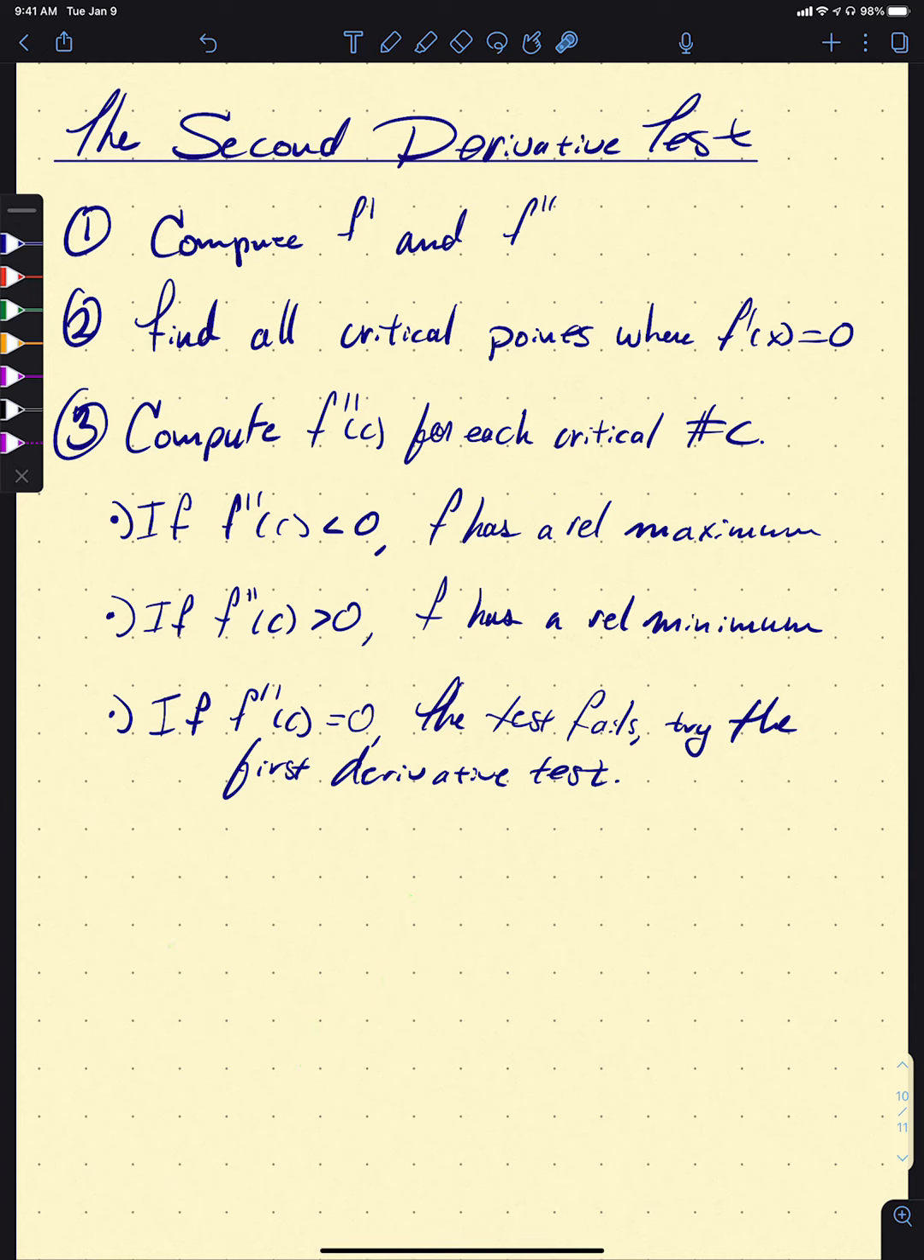Unfortunately, one of the downsides of the second derivative test is this third case. If we plug in our critical point into our second derivative and we get 0, then our test is inconclusive, right? It's not that it's a maximum or a minimum or neither. The test just fails. And then we need to go back and use the first derivative test in order to actually get ourselves an answer, okay?